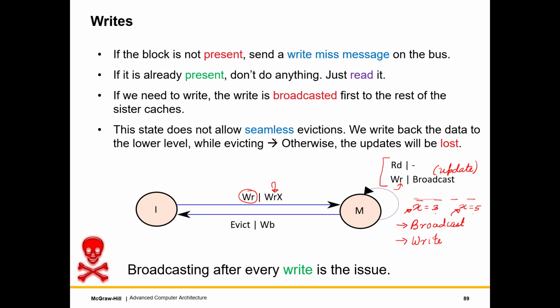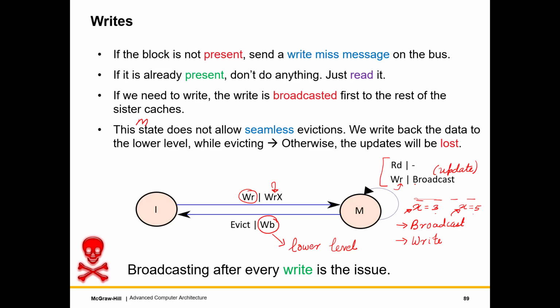Alright, then the M state does not allow seamless evictions, in the sense that if the block needs to be evicted. Well, in this case, the block has been modified. So, if let's say that we evict the block, we don't want to lose the update. Because we do not want to lose the update, we write it back to the lower level. So, seamless evictions in this state are not actually allowed. So, we write back the data to the lower level while evicting. Otherwise, the update will be lost.